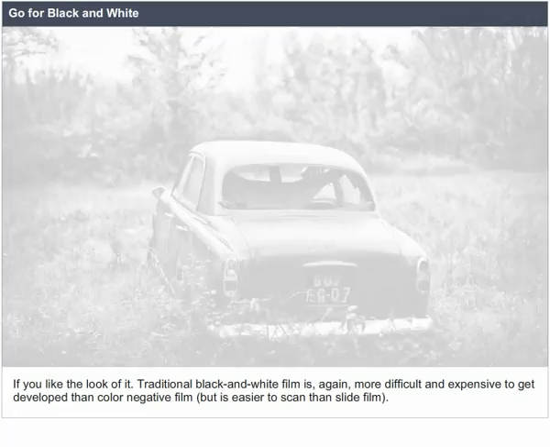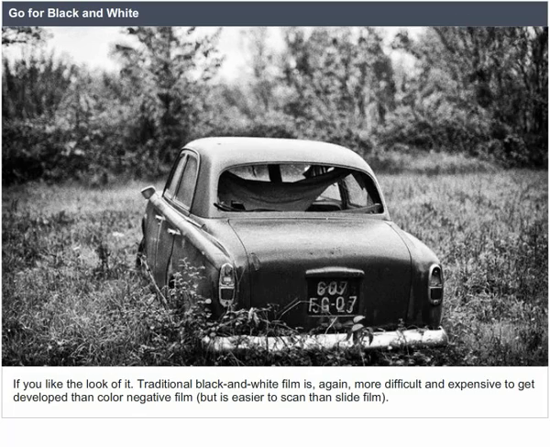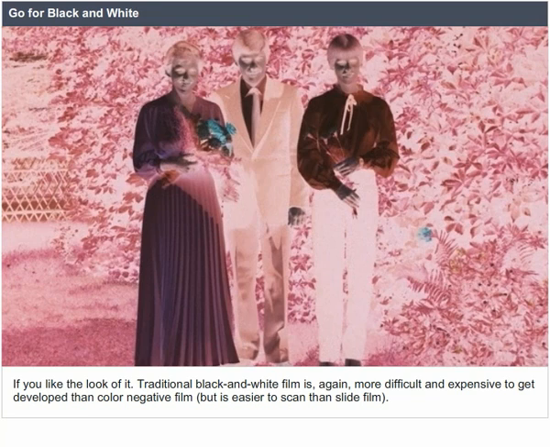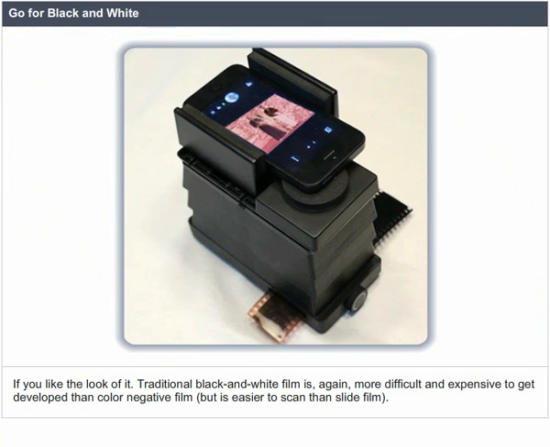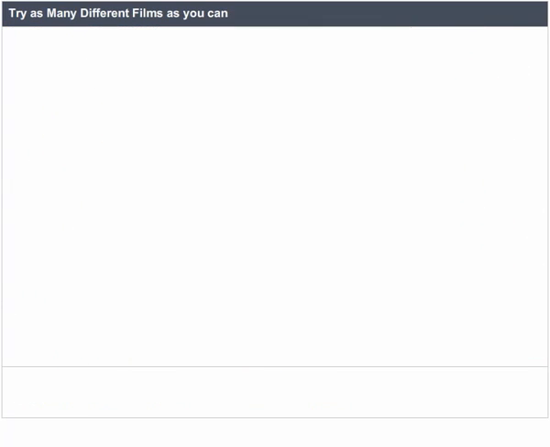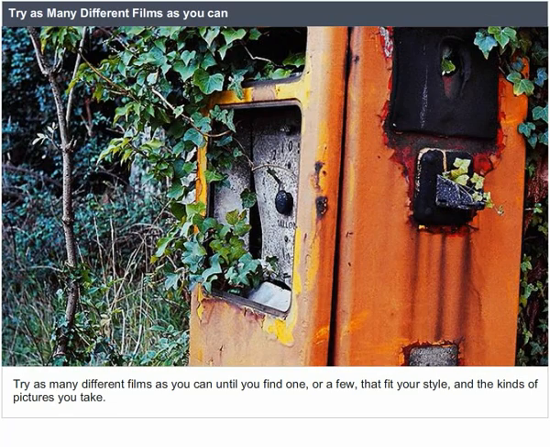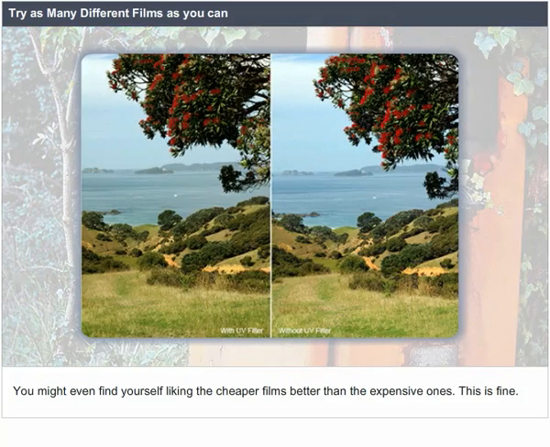Go for black and white. If you like the look of it, traditional black and white film is again more difficult and expensive to get developed than color negative film, but is easier to scan. Try as many different films as you can until you find one or a few that fit your style and the kind of pictures you take. You might even find your introduction for film spacing.